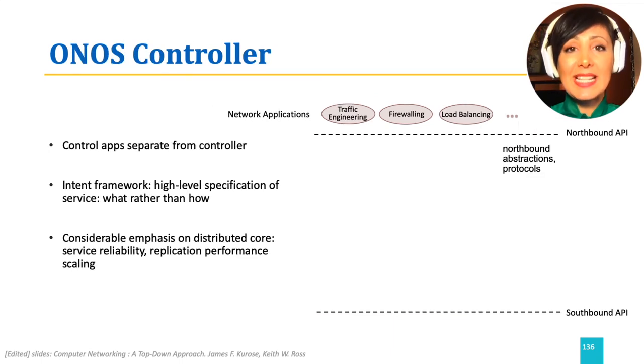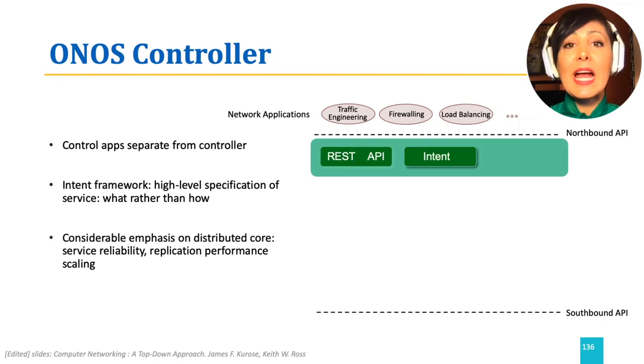Open Network Operating System, ONOS, is also an open source SDN controller project supported by Linux Foundation. Its architecture is even more similar to the general SDN architecture we discussed. The control applications are separate from the controller and run as network applications communicating with it using northbound interfaces. A unique feature of ONOS is support of intent framework, which supports high-level services.